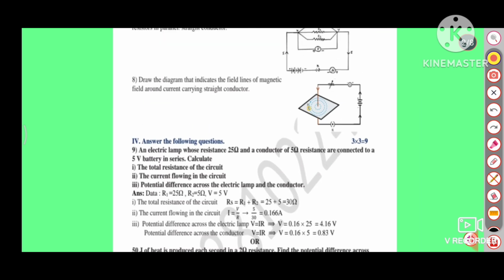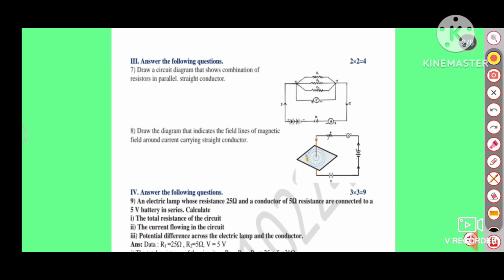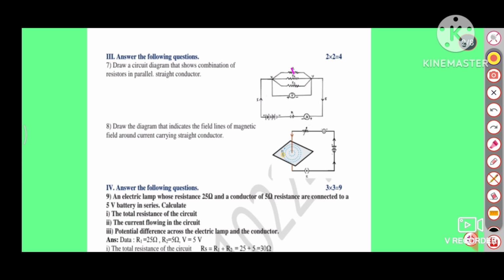Next question, answer the following questions. Draw a circuit diagram that shows combination of resistance in parallel. That's the figure. Draw the diagram that indicates the field lines of magnetic field around a current carrying straight conductor. That's the figure.